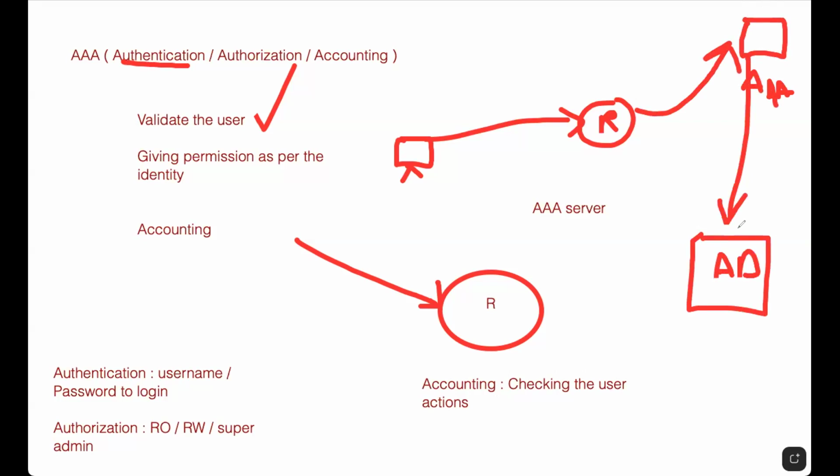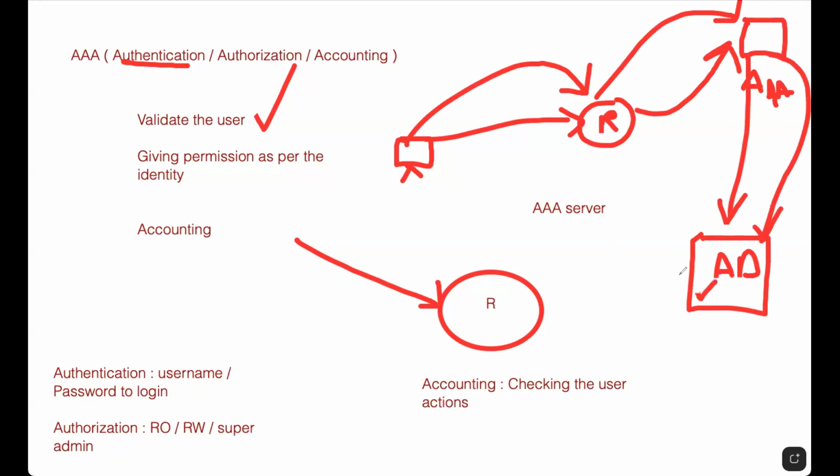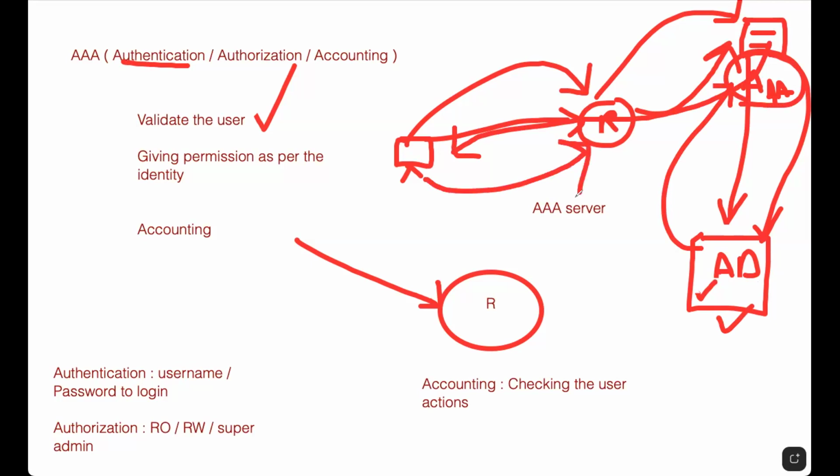So let's say when the user tries to log into this router, that request will be sent to the AAA server. The AAA server will validate the username and password of the user and make sure they are putting the right username and password. Once it's validated, the AD will send the accept response. The AAA server will, based on the rule that we created on the AAA, set the permission and send it back to the user. So now based on the permission set by the AAA server, the user will be able to perform certain actions on the router.